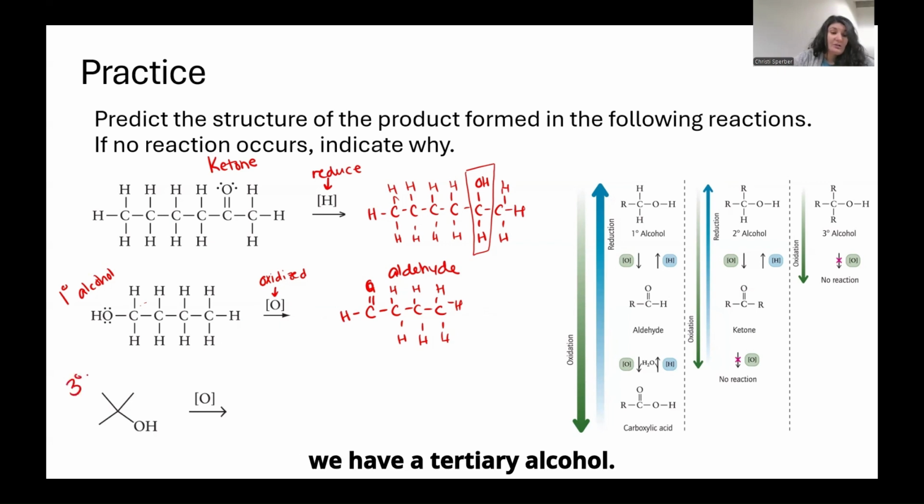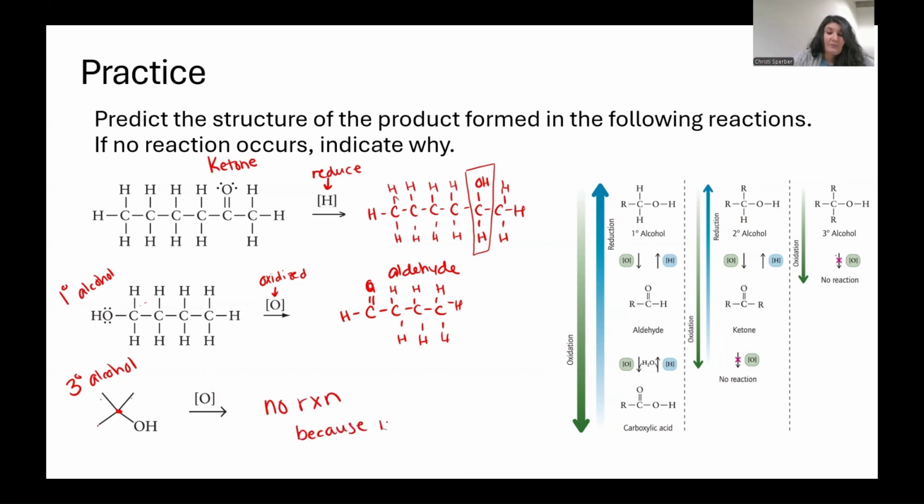Here we have a tertiary alcohol. The carbon bonded to the alcohol group is bonded to 3 R groups. Oxidation of a tertiary alcohol does not happen, so no reaction, because there are no carbon-hydrogen bonds on this carbon bonded to the OH group. So therefore, no oxidation can occur.